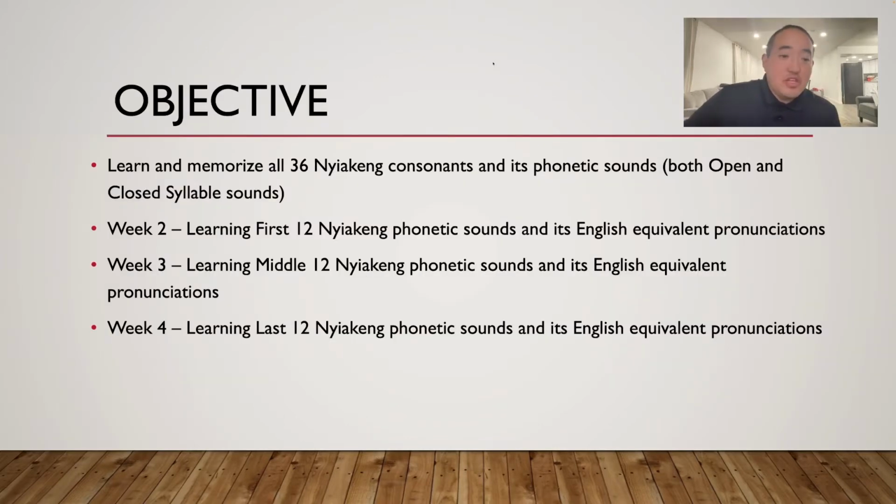The objective for this course or this week is that we learn and memorize all 36 consonants and its phonetic sounds. Week 2 will be the first 12 Nyiakeng phonetic sounds and its English equivalent pronunciations. Week 3 will be the next 12, and then week 4 will be the last 12. Let's move on to the next slide.